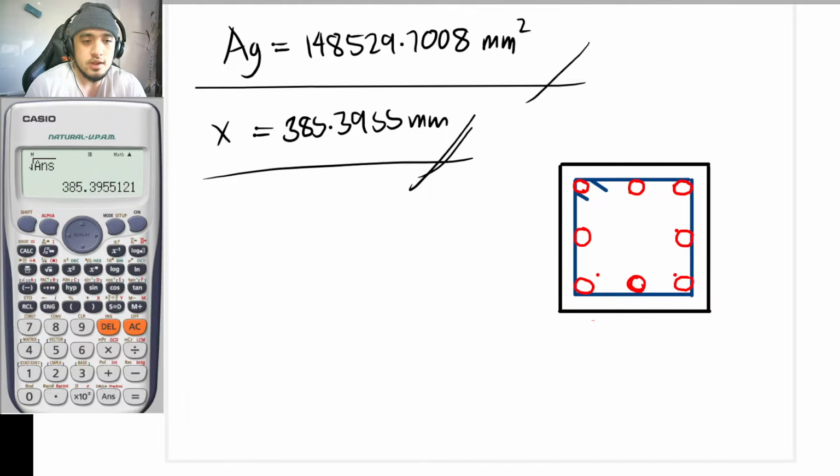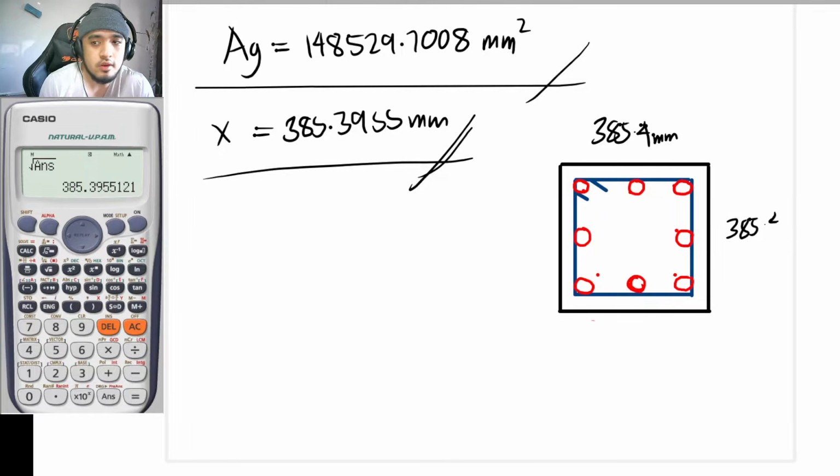for you to see what it would typically look like. So with that, guys, the required dimension for our column is to be, let's say, 385.4 mm by 385.4 mm. So once again, theoretically, that is to be the minimum required.